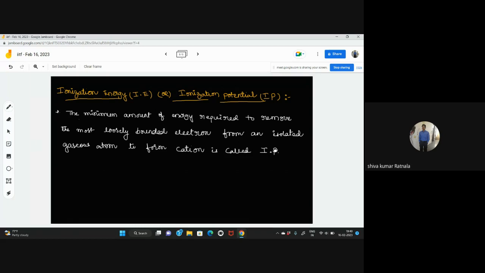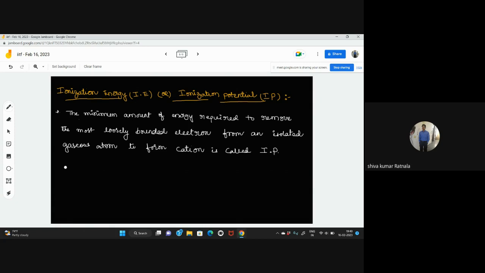That means, for example, let me take one element and remove one electron from it. To remove that electron, how much energy you need, that is what we call the ionization energy, or ionization potential, of that atom.